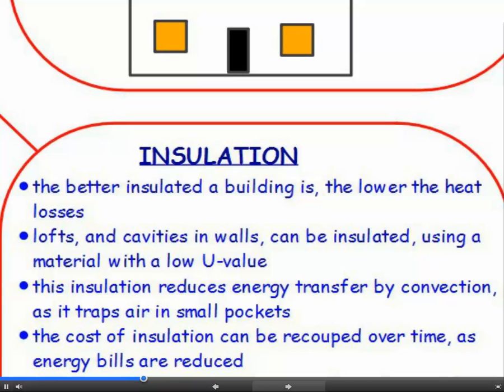Insulation is very important. The better insulated a building is, the lower the heat losses. Lofts and cavities in walls can be insulated using a material with a low U value. And this insulation reduces energy transfer by convection because it traps air in small pockets, so it stops the air moving around.